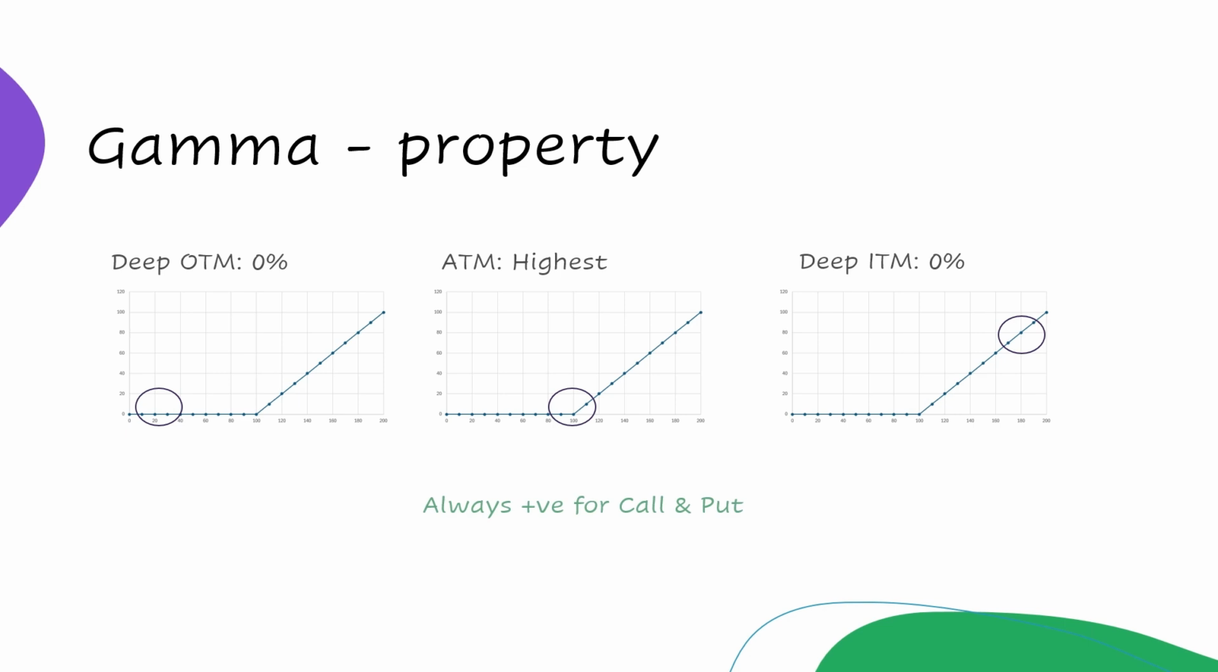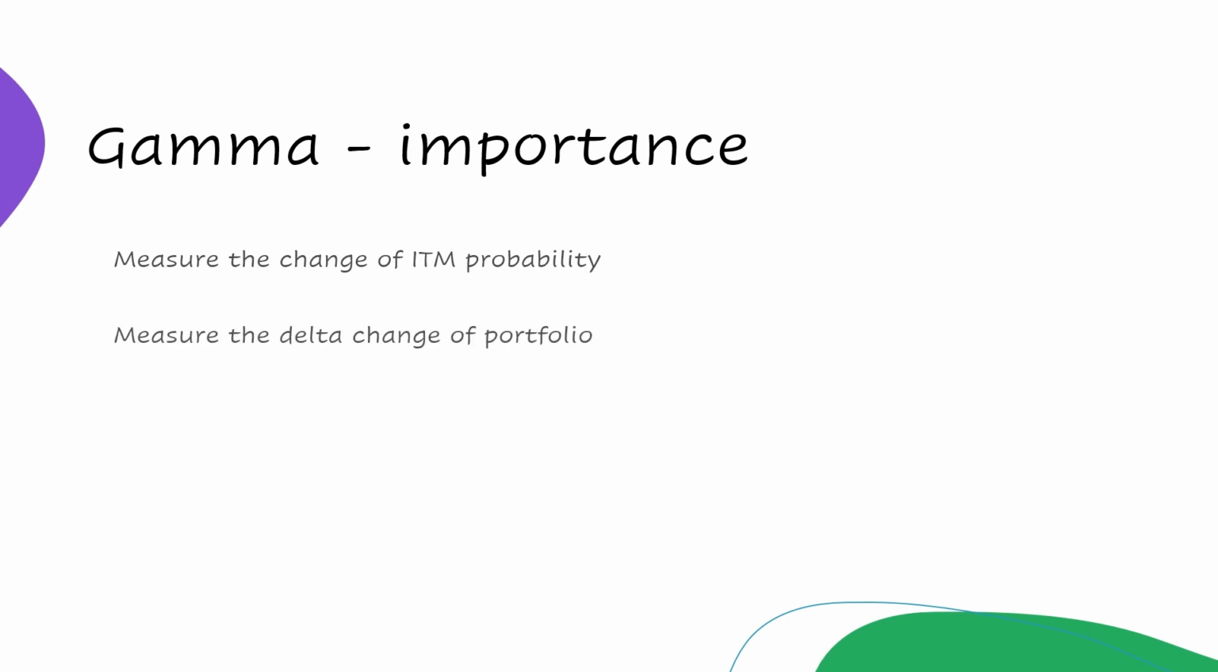For both call and put, gamma is always positive. For at the money options, shorter tenor ones always have higher gamma. Gamma is important in the sense that it measures how the option's probability of expiring in the money changes with respect to spot change. Also, for a portfolio of options, gamma measures the overall portfolio's delta change when spot changes.